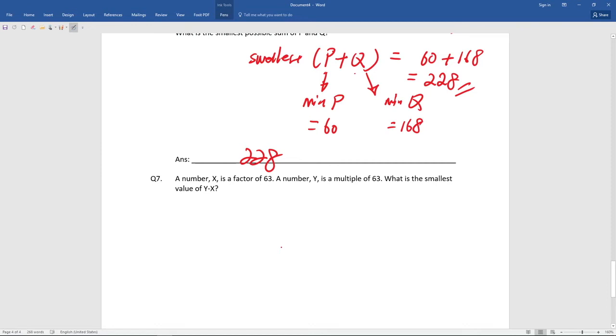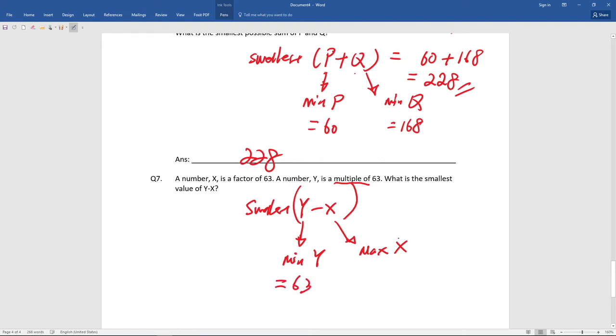Again, for question 7, we are supposed to find the smallest possible value of y minus x. Again, we can try by minimizing y, and at the same time maximizing x. So, y is a multiple of 3, and we want y to be as small as possible. So the smallest possible value of y that is at least 63 would be equal to 63.